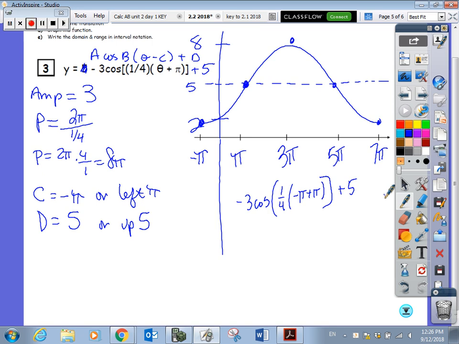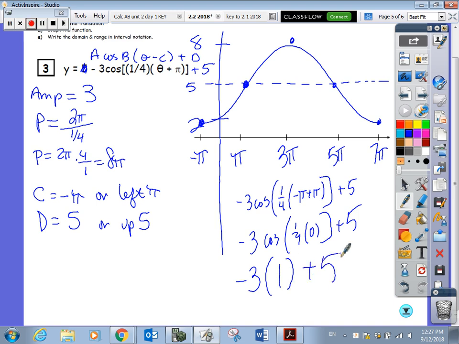Okay. So again, I wasn't sure where to start, so cosine of 1/4 times 0 plus 5. So -3 cosine of 0 is 1. -3 plus 5 is 2. Only if you forgot where to start do you have to do that.